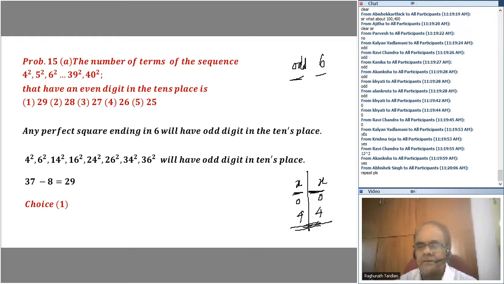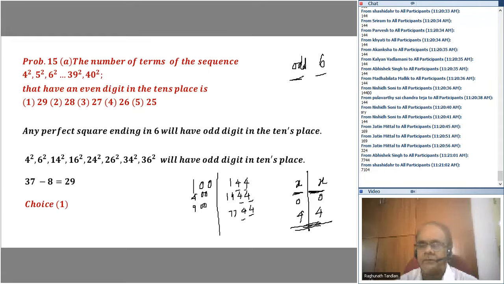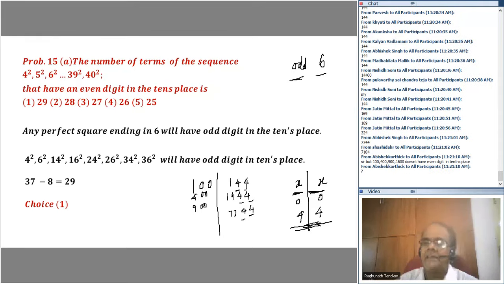Are you clear now? 7744. So it can either end in 00 or 44. Please note down, a perfect square can either end in 00 or 44. Right? Are we clear? Abhishek Karthik, 0 is considered as an even number.